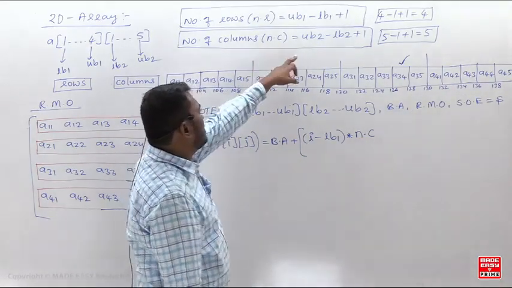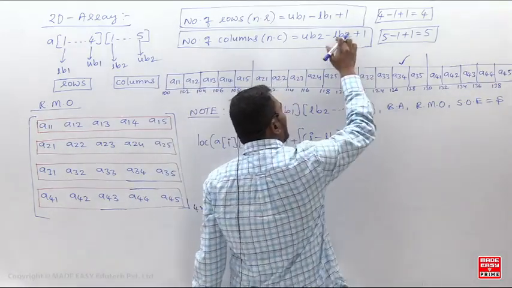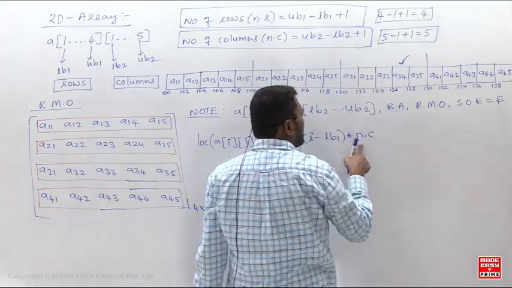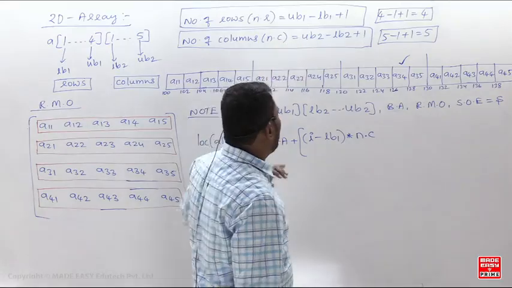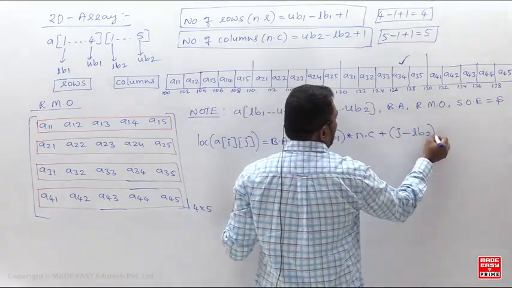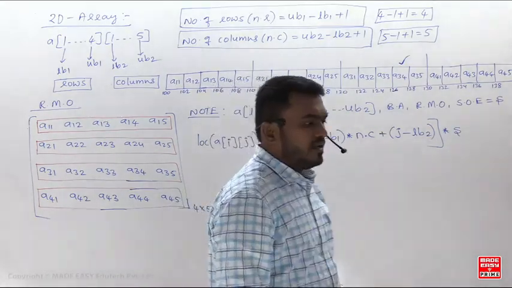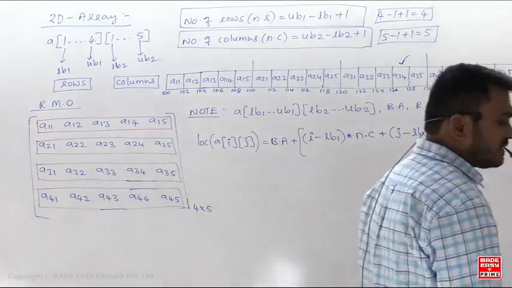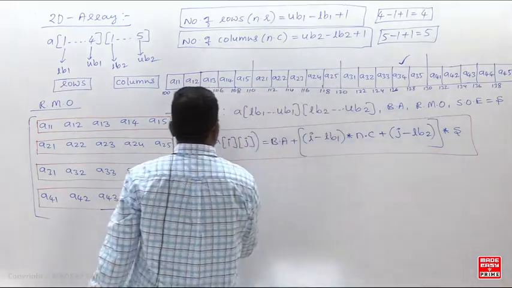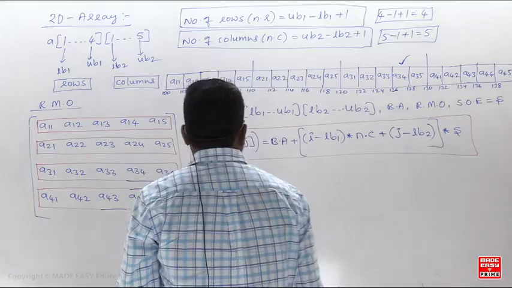The number of columns formula is there directly. If you want, you can write the formula here: UB2 minus LB2 plus 1. Otherwise you can write NC as a shortcut. Plus, next, which column do you have to go to? J. So J minus LB2. This many columns you have to cross, and multiply with what? Size of the element, S. So that is the formula. This is how you calculate the location of A of IJ in row major order.